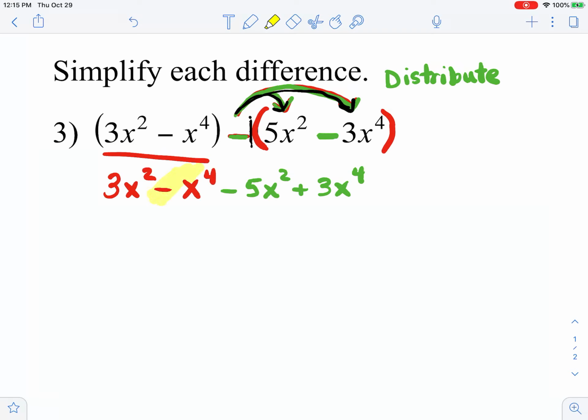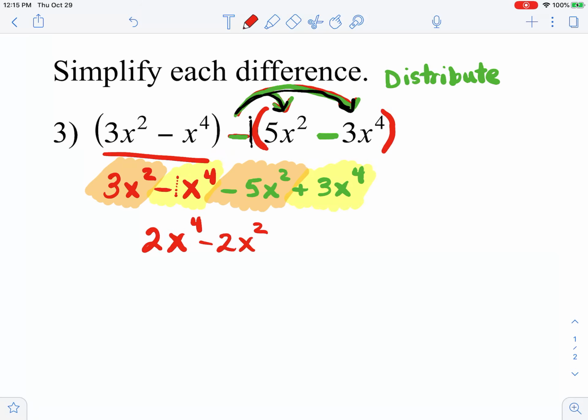Let's start with the x to the 4ths. So we have negative x to the 4th plus 3x to the 4th. Negative x to the 4th, or negative 1x to the 4th, plus 3x to the 4th is 2x to the 4th. Let's move on down. 3x squared minus 5x squared is negative 2x squared. So we're going to write that as minus 2x squared.